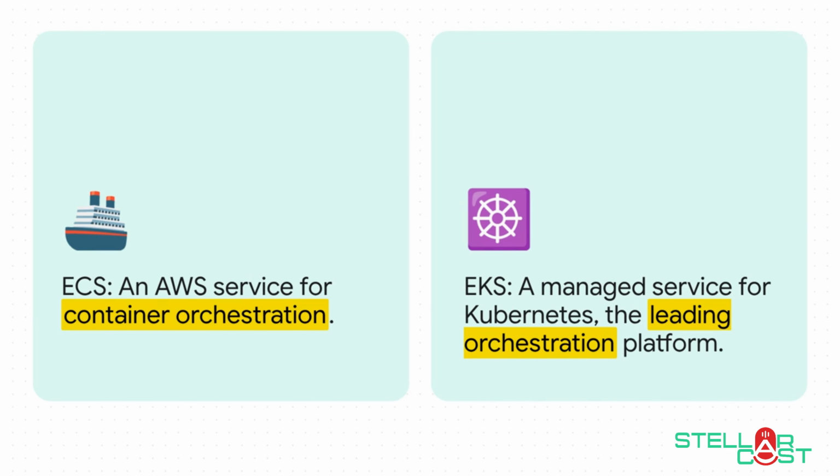Okay, so right off the bat, you have your first really big decision. How are you going to manage your application containers? ECS is Amazon's own solution. It's simpler and it's super tightly integrated with everything else on AWS. EKS, on the other hand, gives you the full power and flexibility of Kubernetes, which is the industry standard. This choice between simplicity and control, it really sets the tone for your entire strategy.